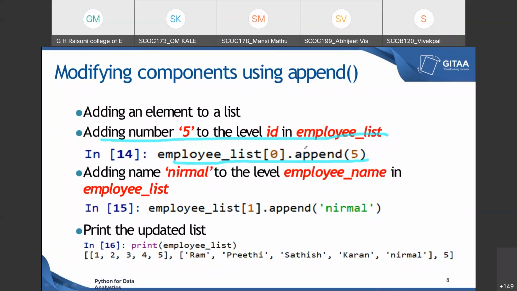Dot append is a keyword to add an element to a list, at the last position. As a 5 value, it is going to add. This is one way.